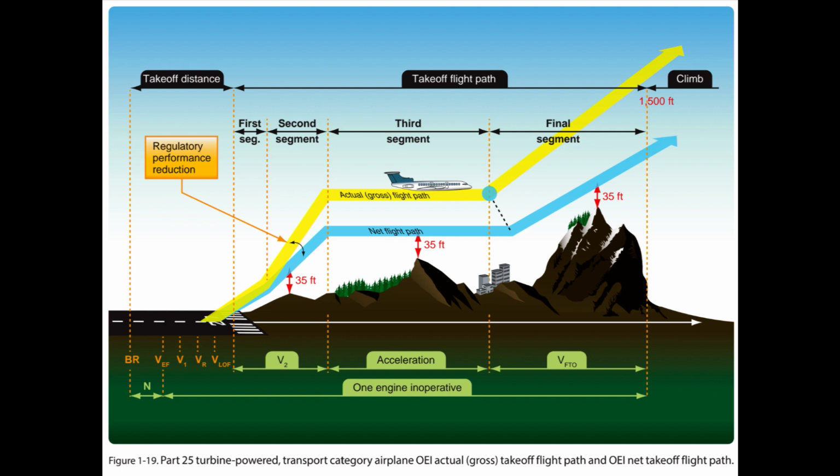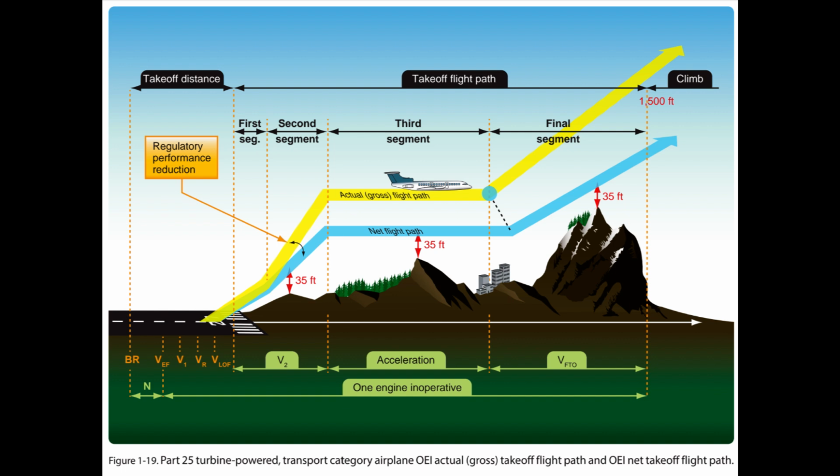However, the OEI net takeoff flight path assessment may continue above 1,500 feet if necessary to ensure obstacle clearance. The actual, or gross, OEI flight path represents the vertical OEI climb profile that the aircraft has been demonstrated capable of achieving using takeoff procedures developed for line operations based on the aircraft's weight, configuration, and environmental conditions at the time of takeoff. The OEI-net takeoff flight path represents the actual OEI takeoff flight path that has been degraded by an amount specified by the certification rules to provide a safety margin for expected variations under operational conditions.